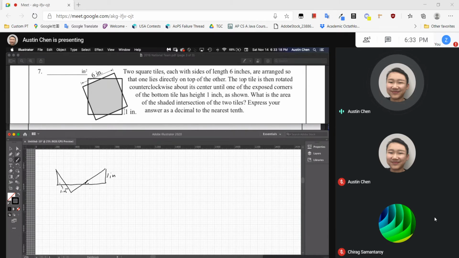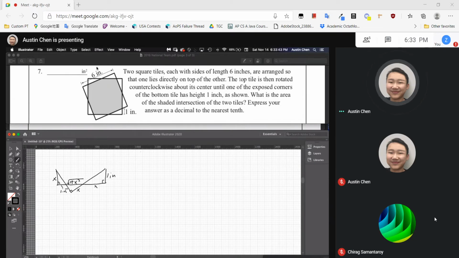And then we can let some side be x. And these are all right angles, right? Because they're all the corners of the square. And also from symmetry, this is x, and this is x. And so we can just apply the Pythagorean theorem here, right? To get the lengths of the hypotenuses. So these would just be the square root of 1 plus x squared.